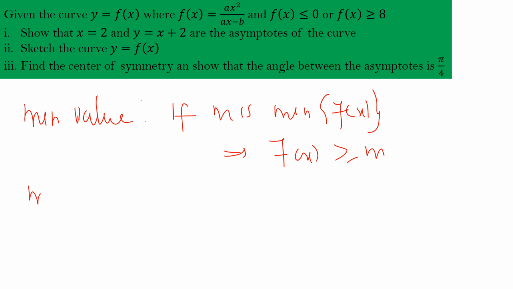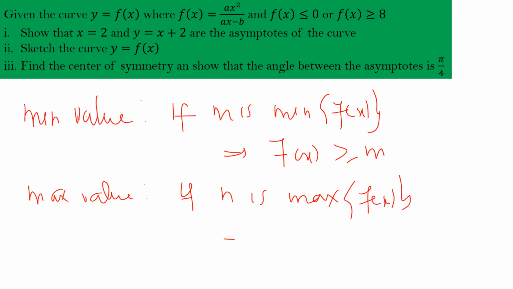Now, what about the maximum value of a function? So if maybe n is the maximum value of a function, it therefore means that the function will always be less than or equal to its maximum value, because you cannot surpass your maximum value. You can be equal to your maximum value, and you can be less than your maximum value, but you can never be more than your maximum value. So these are the basic definitions.